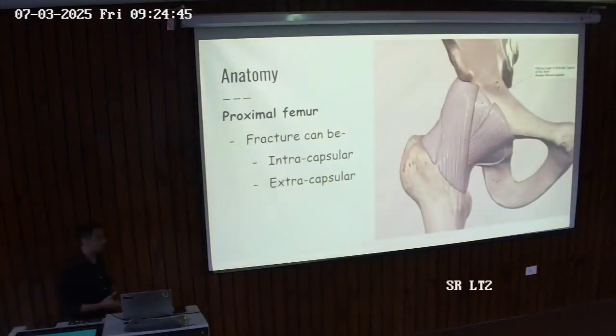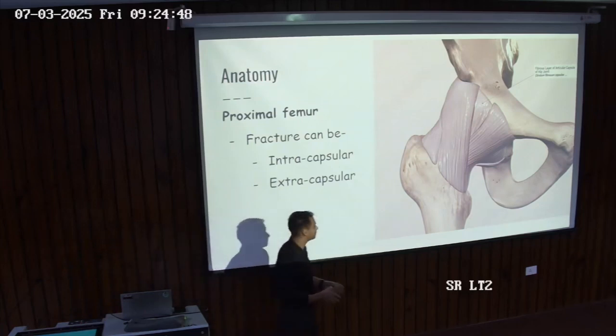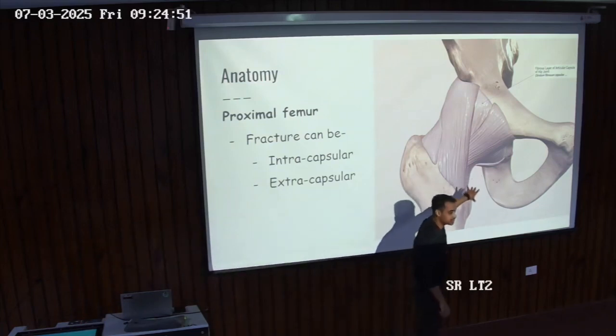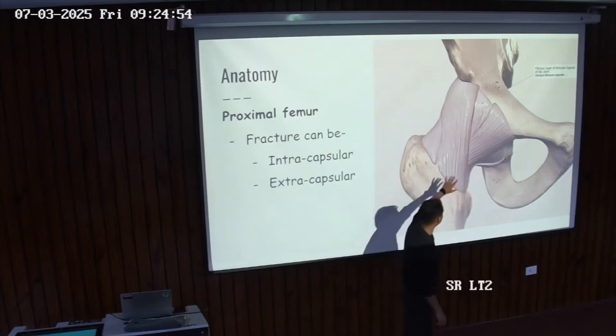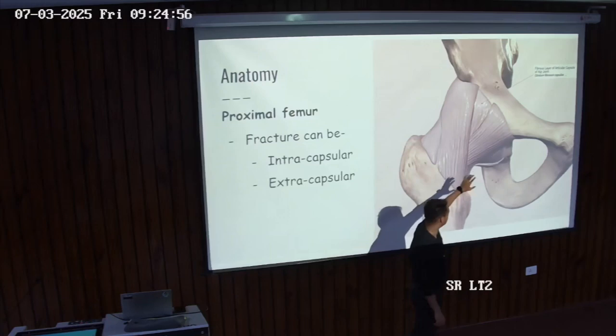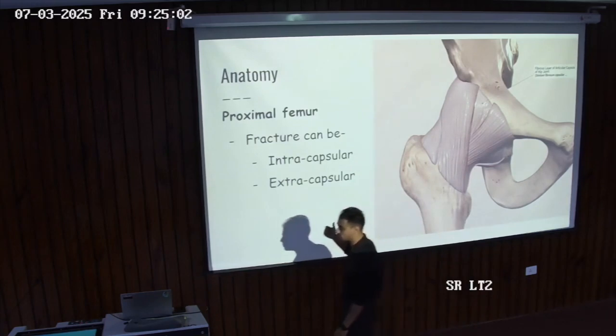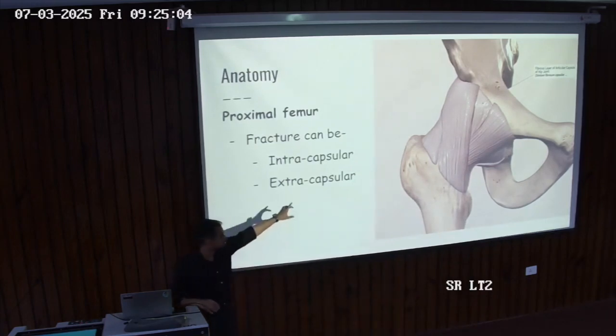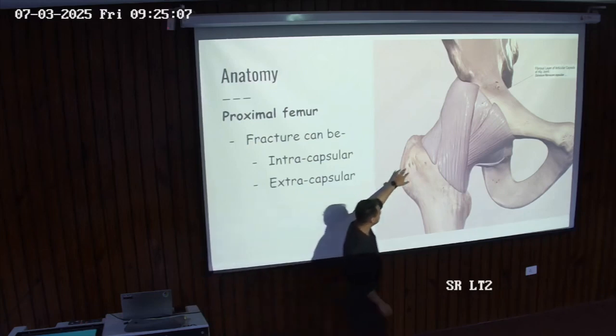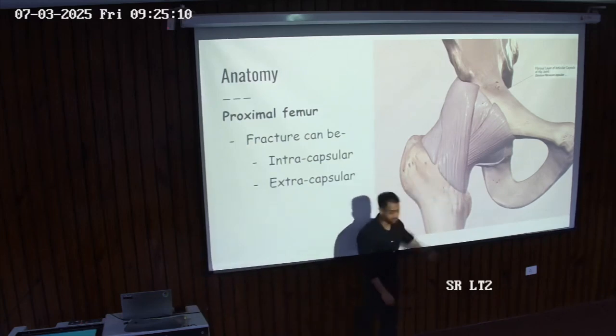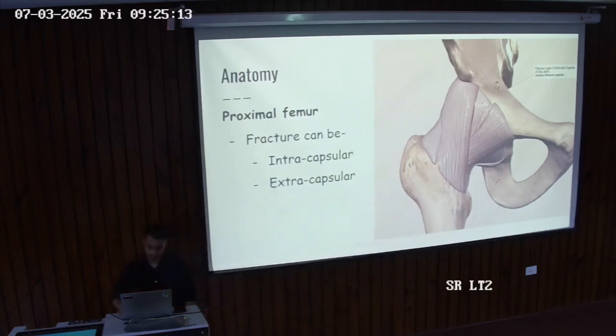Now, the important thing to know here is there is a capsule. This capsule is formed by the ligaments around the joint. You are seeing the front aspect of the femur and the joint. This is the capsule made up of different ligaments. If you see the whole capsule from behind, the attachment will be different. Notice the attachment here is on the intertrochanteric line in the front part. So any fracture which happens inside this will be called intracapsular. Any fracture which happens outside this will be extracapsular.